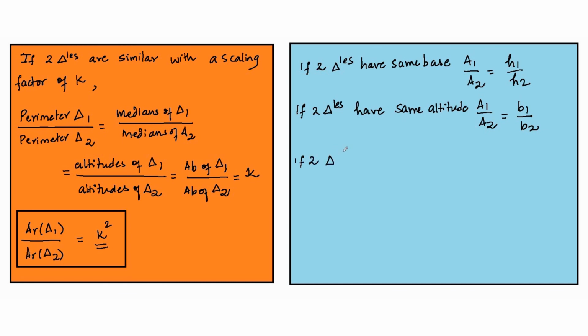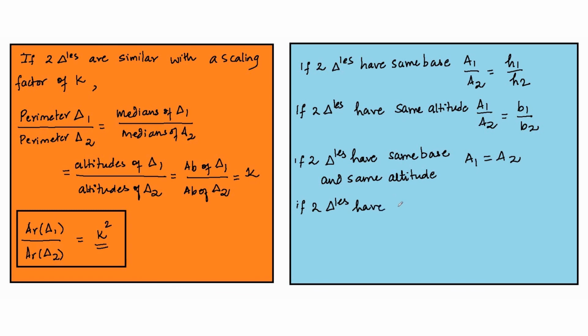If two triangles have same base and same altitude, then the areas are equal to each other. Whereas if two triangles have different base and altitude, then the ratio of their areas, that is a1 by a2, is the ratio of their bases multiplied by the ratio of their altitudes.